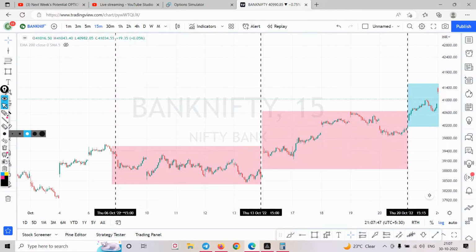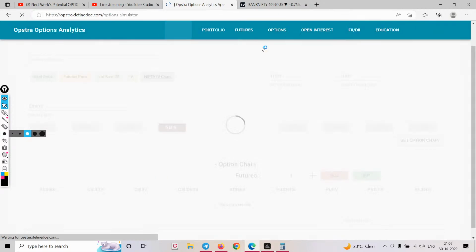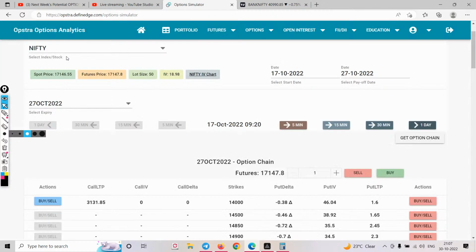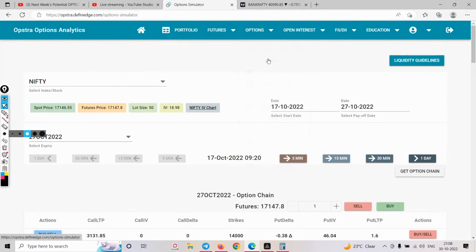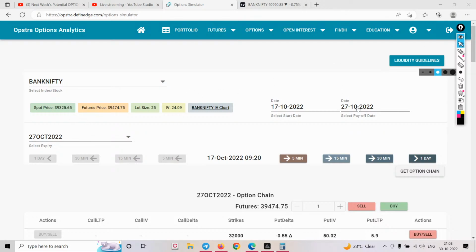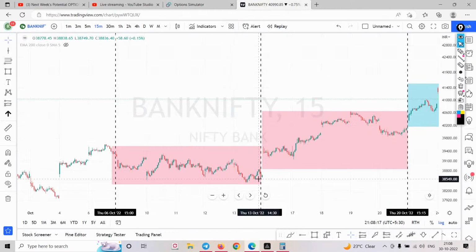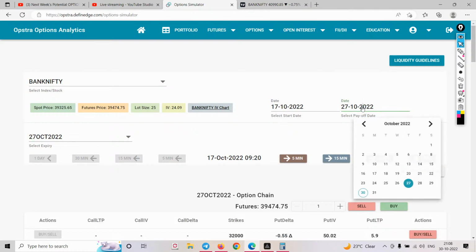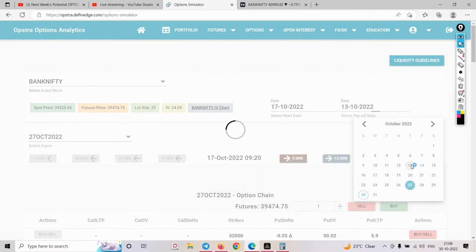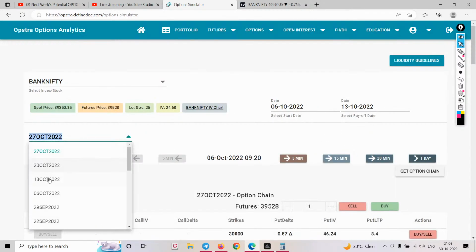Okay, let me go to 6th of October. Let me take you to the simulator. Again, this should not get stuck actually. Okay, this is the simulator. I'll go for Bank Nifty. What was that expiry basically? Expiry was 13th. So the start day will be 6th and the expiry will be 13th.